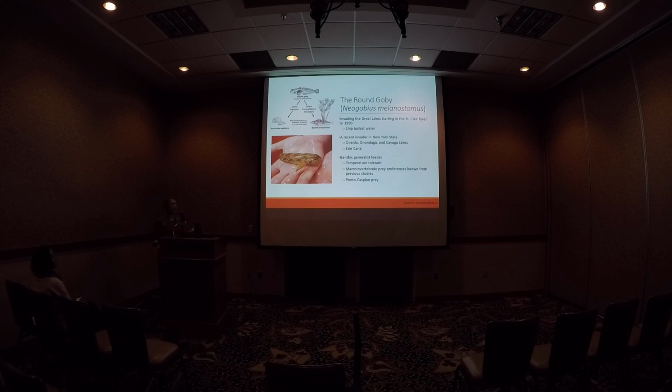They also eat macroinvertebrates. That's their main source of prey. And we know from previous studies that look at stomach contents and feeding trials that they have preferred prey species that they like to eat. What's also interesting is that many prey items of the round goby are also invasive Ponto-Caspian species. So that's dreissenid mussels and recent invasive amphipods coming into the area.